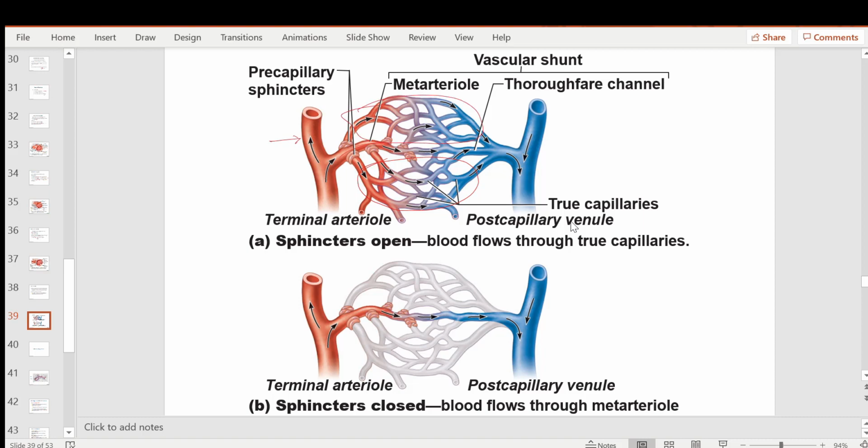And since capillaries give oxygen to the tissue, so oxygen gets out from the capillaries.